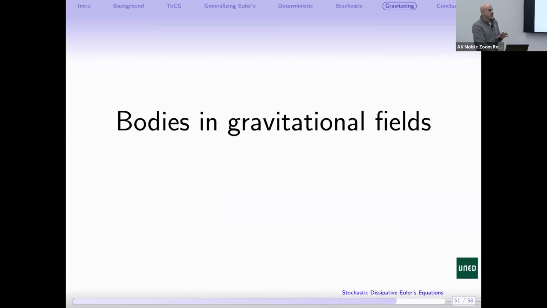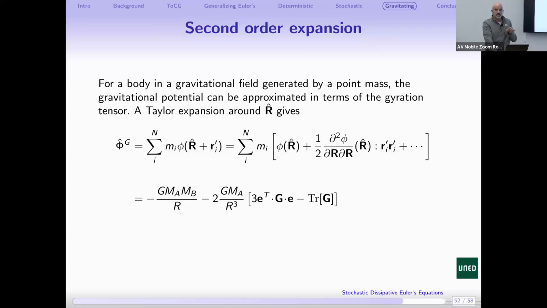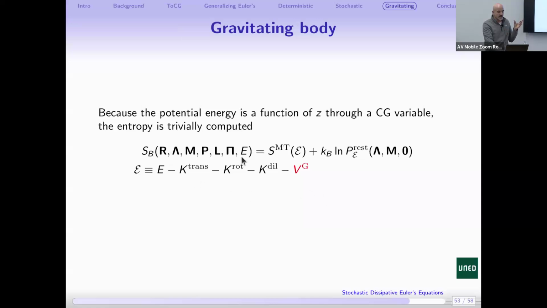So with this, I would say that we have tested the theory through molecular dynamics simulations, and we can also extend it to the case of a body, an asteroid for example, or our moon, in the gravitational force of the Earth. Just one mention is that you can express the gravitational potential in terms of the gyration tensor through a second-order expansion. Because the potential energy is a function of the macrostate you have chosen, and the gyration tensor is in the set of relevant variables, you can directly use the expression for the entropy in which you subtract from the total energy the thermal energy. You subtract also the potential energy, but the rest is immediate.